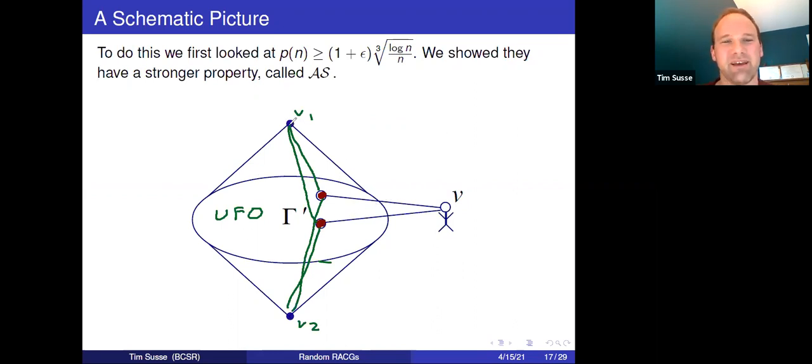Because then we see a square with diagonal V1, V2, and let's call these W1, W2. It's connected to a square that has the vertex V, the square V1, W1, W2, and V, or V2, W1, W2, and V, because of course one of these may be connected to V. And so if you have a UFO that can beam up all of the other vertices, then the graph will have CFS. It will have the stronger property AS.